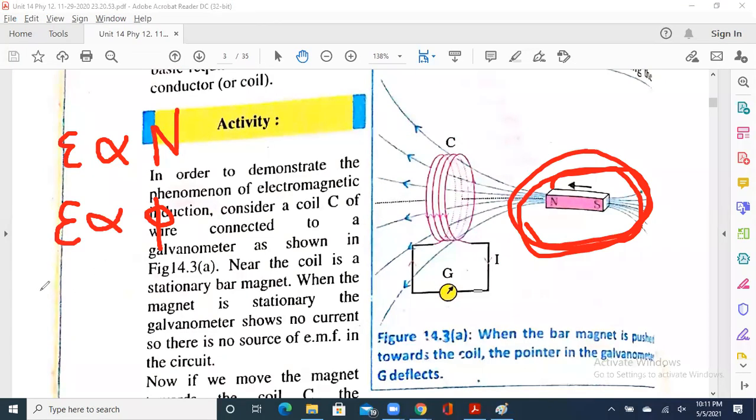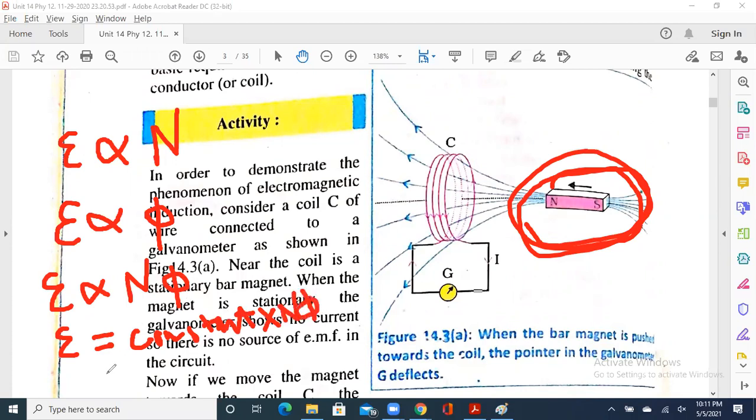Therefore, we can say that if both of these quantities are related, then epsilon is directly proportional to N phi, or epsilon is equal to a constant multiplied by N phi. In this situation, the constant is 1, so you can say epsilon is equal to N phi. Anyhow, we'll be studying it later next time.